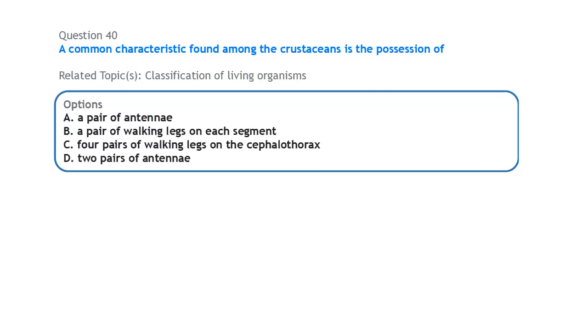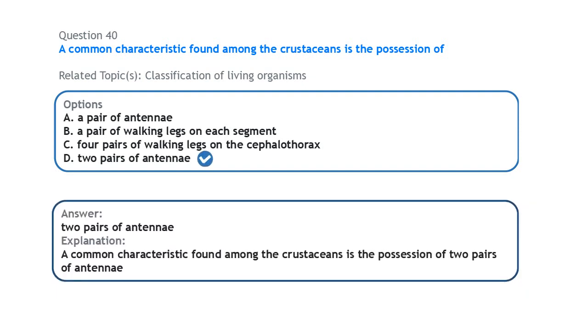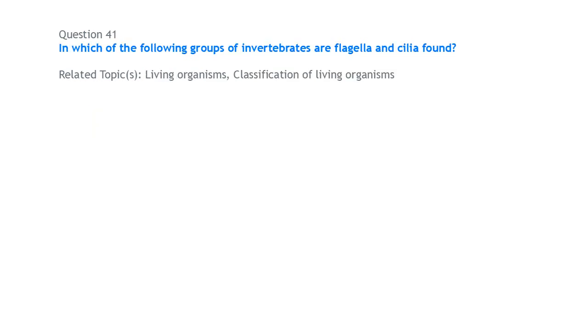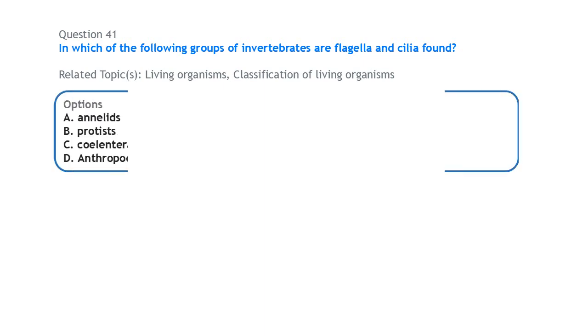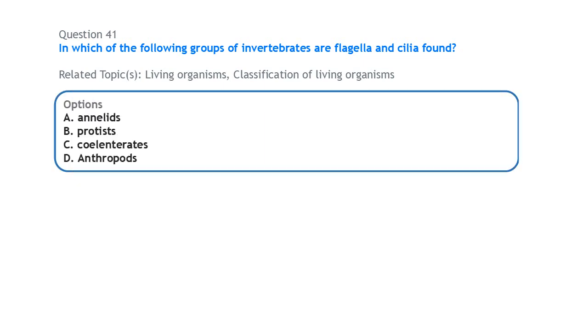Next on classification. A common characteristic found among the crustaceans is the possession of two pairs of antennae. The crustaceans usually have two pairs of antennae. Next question on living organisms. In which of the following groups of invertebrates are flagella and cilia found?